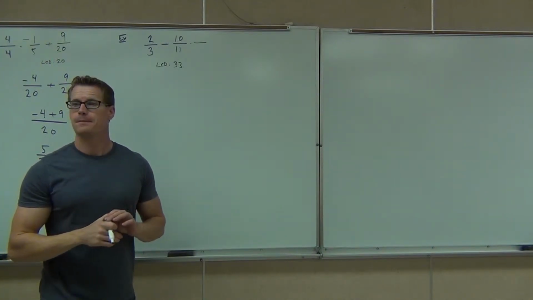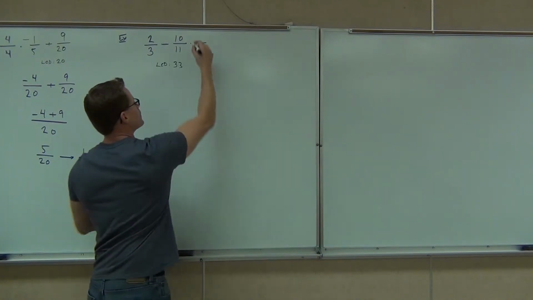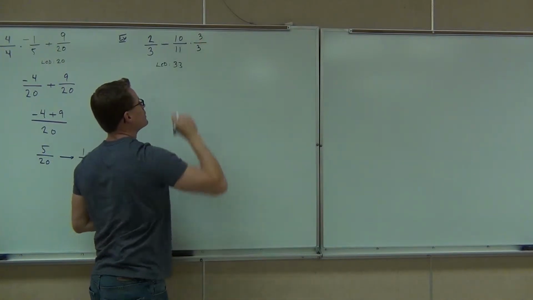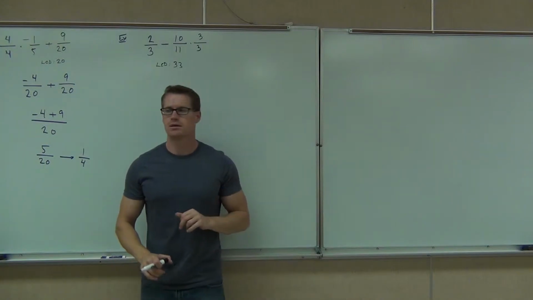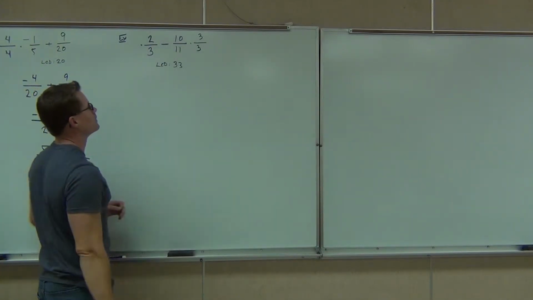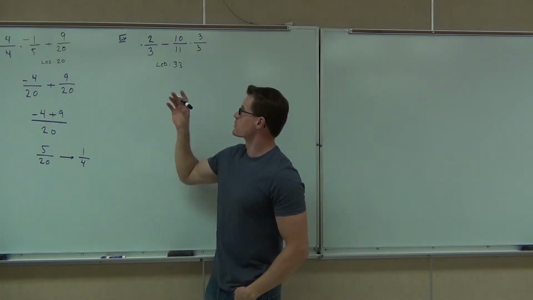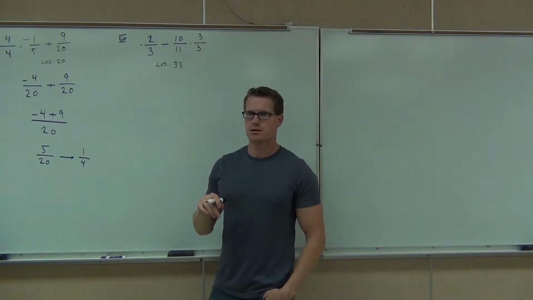What was that? By 3. Mm-hmm. Just 3 or 3 over 3? 3 over 3. Okay. Do we get to show that? Absolutely. It's confusing. Sorry. But I absolutely do need to see that, yes. On the left fraction, we're going to multiply by what? 11. Yeah.